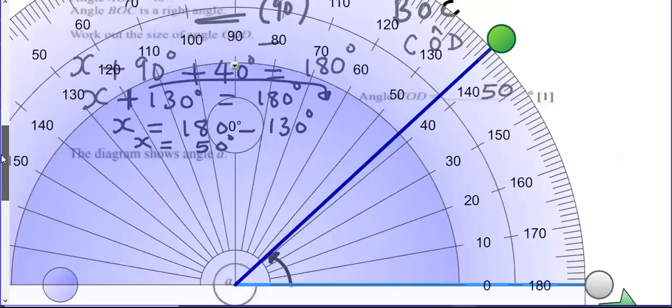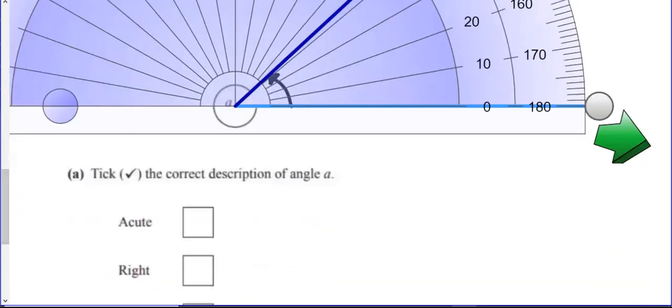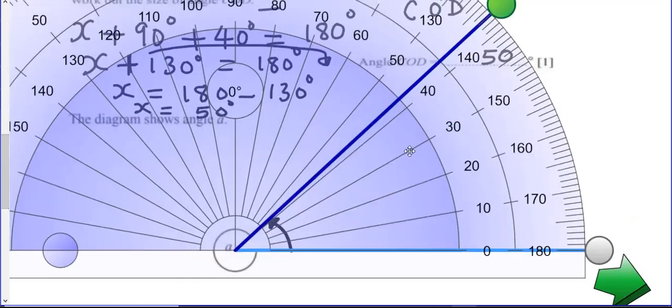Now that line is how much? Don't read it from 180, read it from 0. So this is 0, 10, 20, 30, 40. Now, according to my protector, it is 40. This is 40, 41, 42, 43. Okay, I'm getting 43 degrees. So this part is 43 degrees according to my protector.